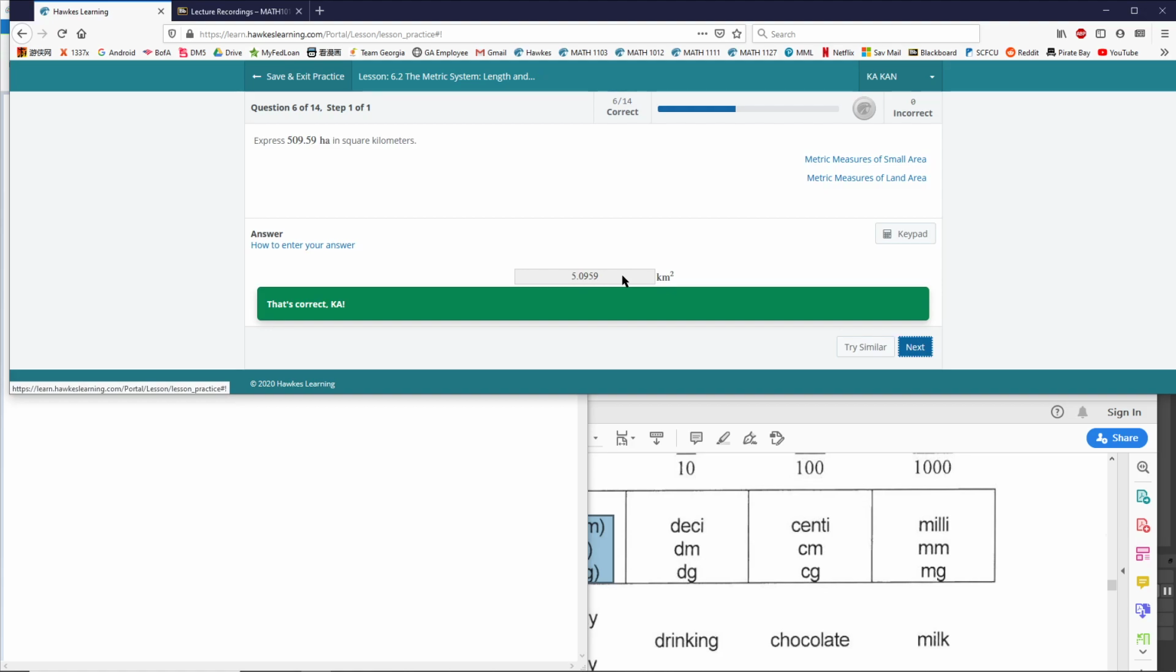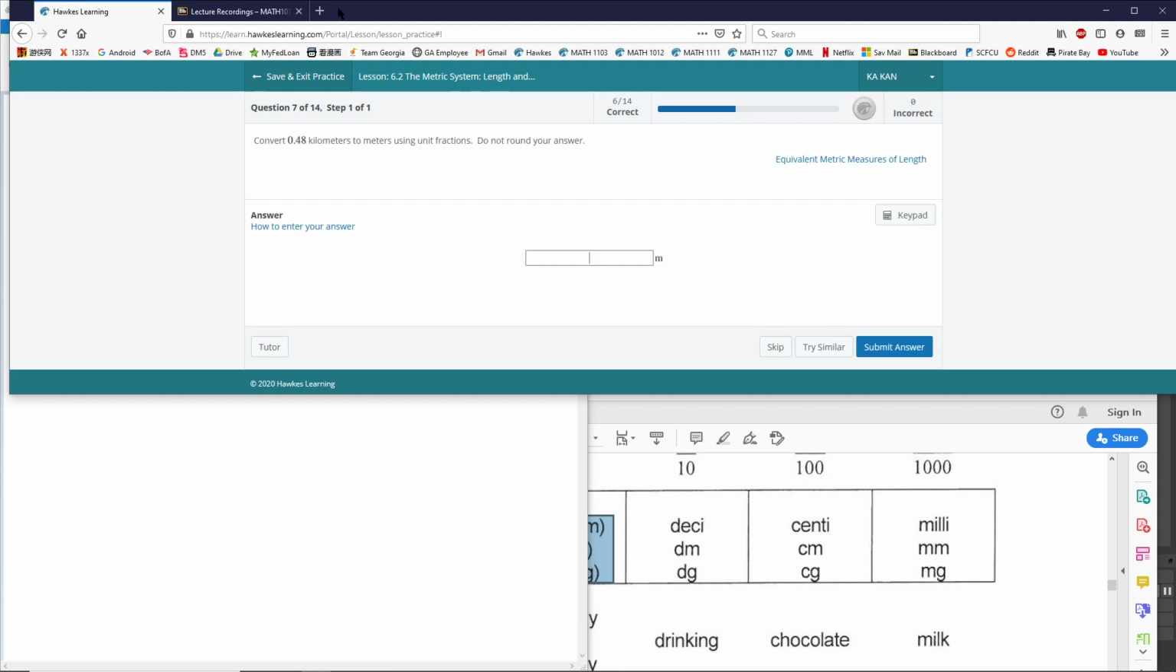There you go. Yeah, this one's definitely hard. It's not going to be on the test, man. Not going to be on the final. This one's just on homework.